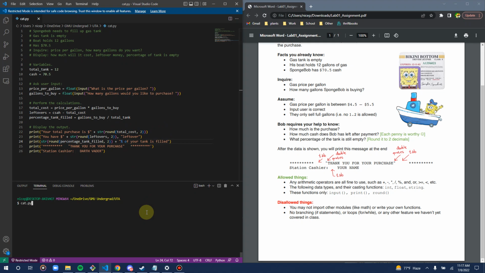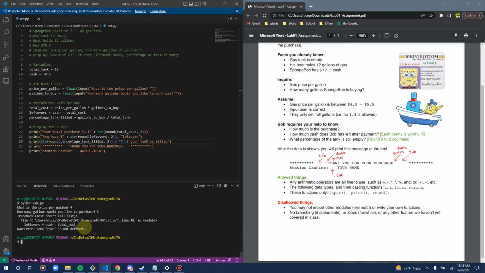So I just need to actually type out python cat.py. I'm going to hit enter. What is the price per gallon? Let's just do something easy like 4. I would like to purchase 5 gallons. So again, that's going to say your total purchase is 4 times 5, which is $20. And you have 5.50 remaining in the bank. And I'm not too good at percentages myself, so we'll just see what it is.